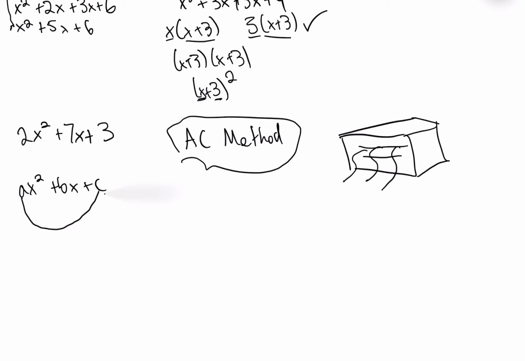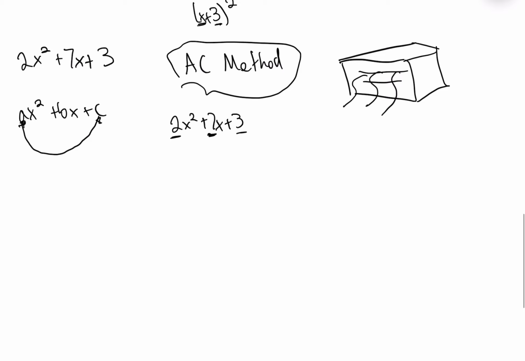What you do in the AC method is you multiply a and c together. In our equation, 2x squared plus 7x plus 3, we would multiply the 2 and the 3 together to get 6. Now, we'd find two numbers that multiply together to get 6, but add together to get 7. Thinking about this a little, we can find 6 and 1.